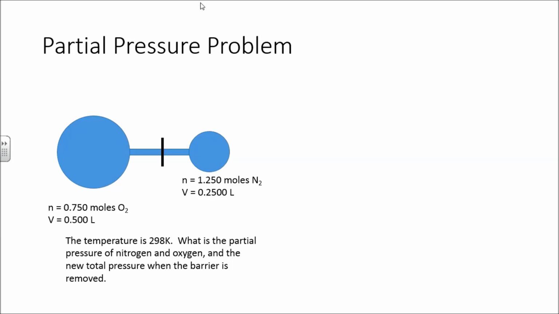Now, the total pressure, that is going to be equal to the sum of the individual pressures. Nitrogen and oxygen, they add up to be 40.8 and 24.4, coming out to 65.2 atmospheres. And that is the final answer that we're looking for.